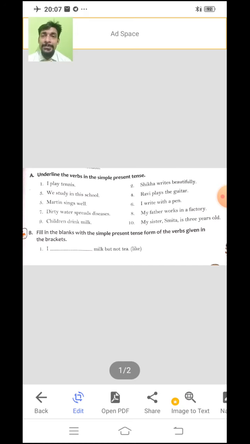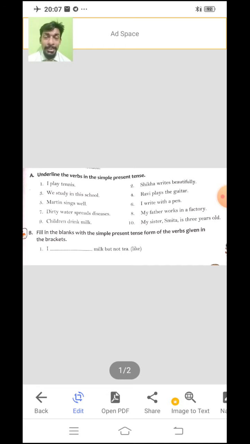So let's start. In number 1, first of all, the verb is play. The verb is play. But why play? Why not plays? It's simply because I told you that with singular subject I, we'll use the simple form of the main verb.